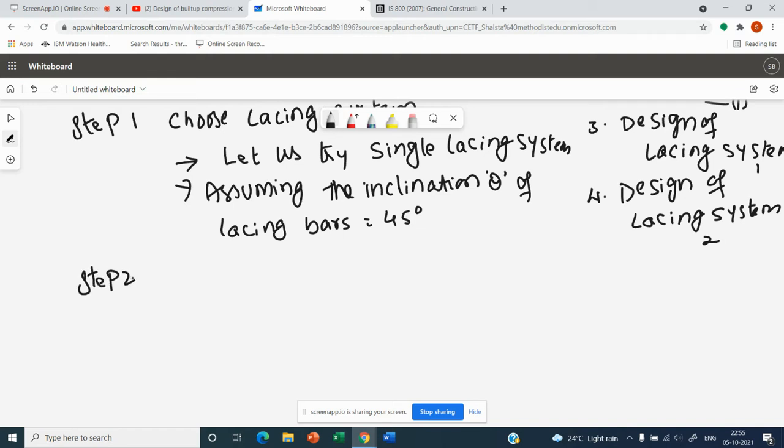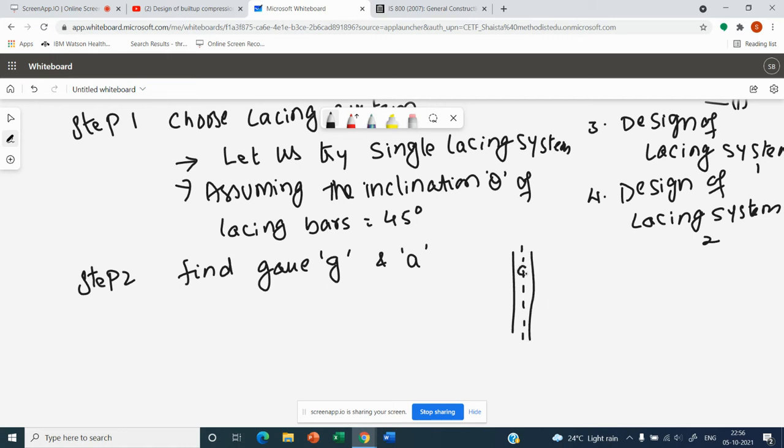My step 2 was to find the gauge distance and A, the distance between the center to center of bolts. So find the gauge distance, and A is the distance between the bolt centers. To understand this, you can see this is the center line of the compression member.